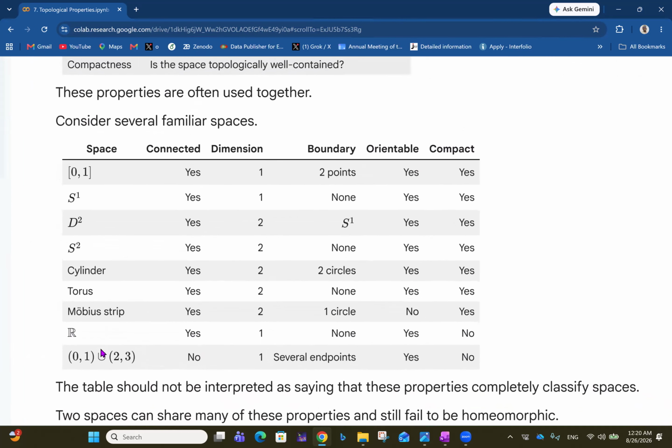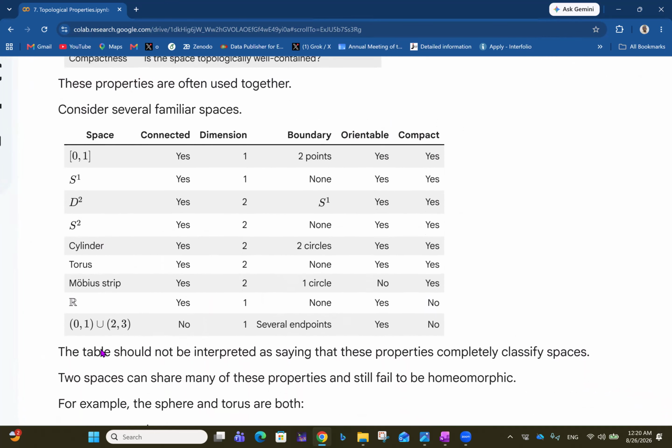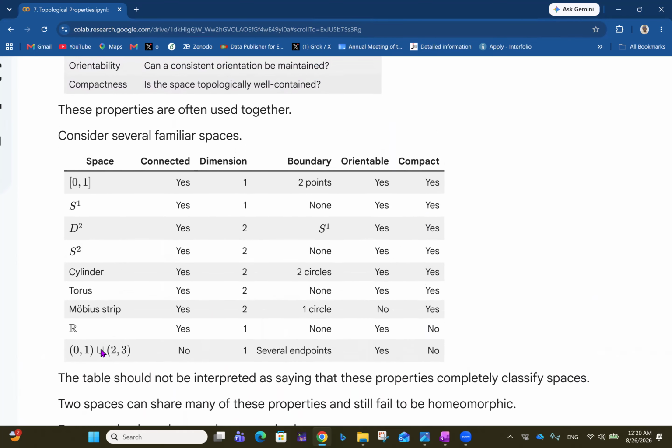So consider several familiar spaces now. So we have a circle. Connected, dimension 1, boundary, no boundary, orientable, yes, compact, yes. D2, that is a disk. Is it connected? Yes. Dimension is 2. For the dimension, that's easy to know, just know the number. Of course, [0, 1] is in the real line, so that's R1, so the dimension will be 1 in that case. So D2, dimension is 2.